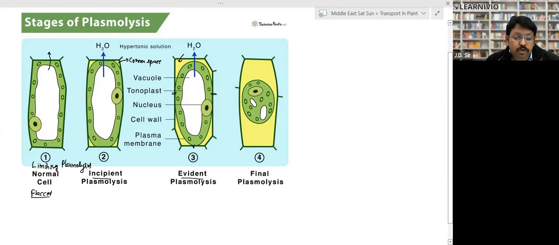In final plasmolysis, the protoplasm will shrink and the vacuole becomes minimized. The protoplasm will completely leave the cell wall, and all the hypertonic solution will gush into the space and accumulate. This stage is called final plasmolysis. Is it clear or not? All stages clear?